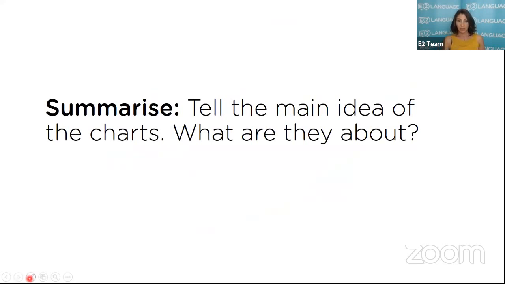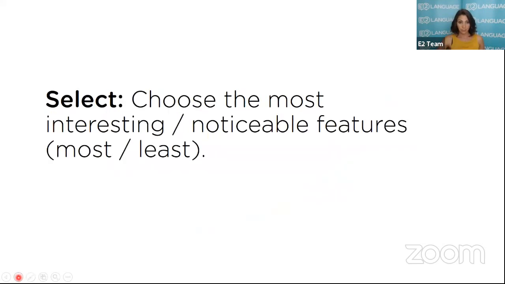So summarize means just tell the main idea of the chart. What are they about? Are they about food consumption, oil consumption, the amount of television watched per hour, the amount of activities done in schools? Okay, so the main idea of the charts. Then you need to select. Select means choose the most important, interesting, or noticeable features. For example, the most or the least.